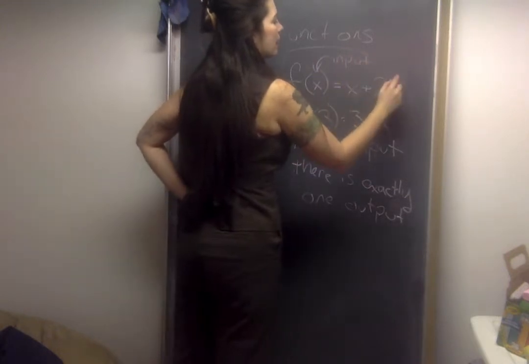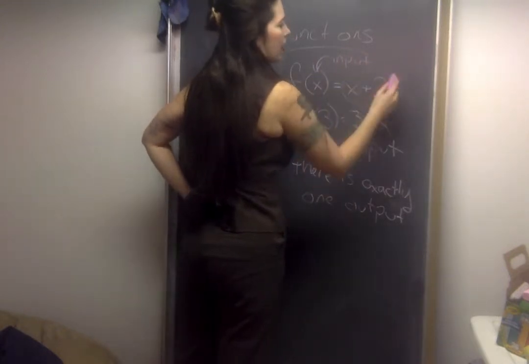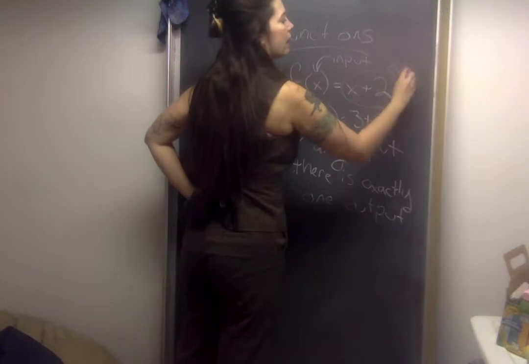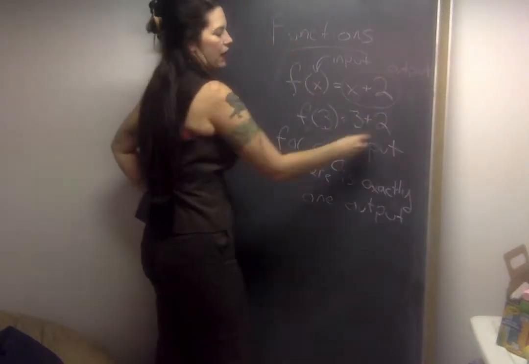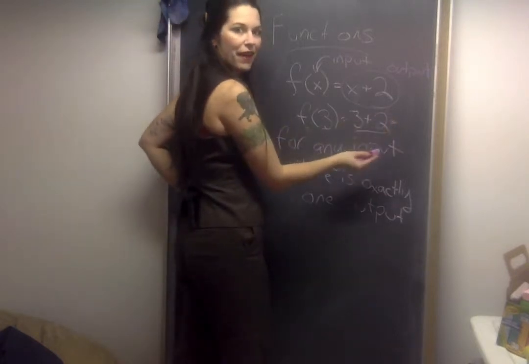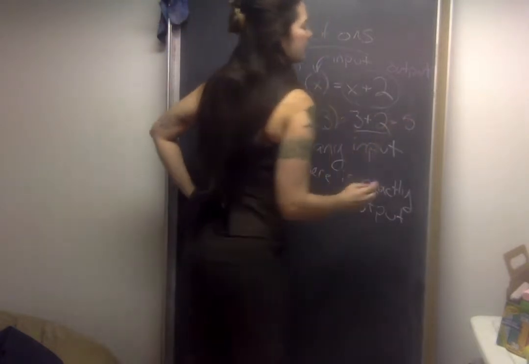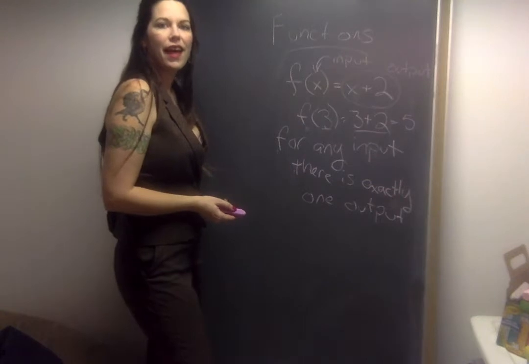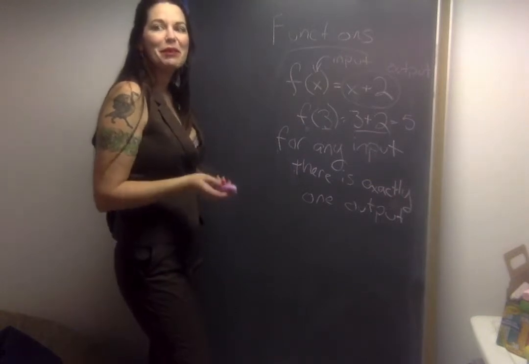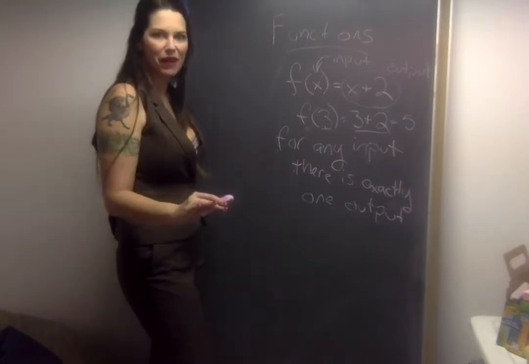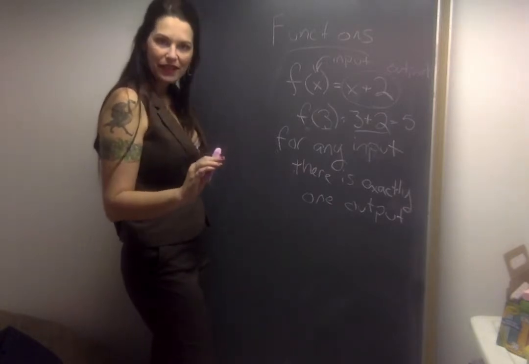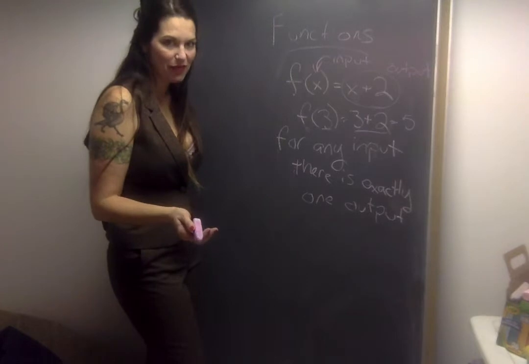And in our example, in this lovely f, here's our input, and here's the output. Put in 3, get out 5. And this is the simple basis for a function. This is the most important thing. One input means one output.